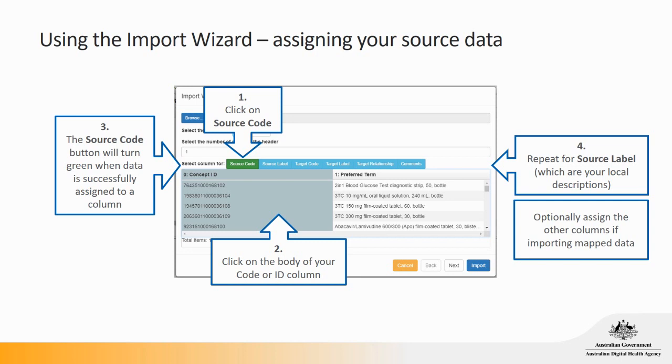Now if your local dataset doesn't have codes, only descriptions, you can still import your data. You would assign your descriptions column twice, first as a source code and then the source label. You are also able to import a map, so you can assign target code, target label, target relationship if you want, and also any comments if your file includes notes. Finally, click on Import.